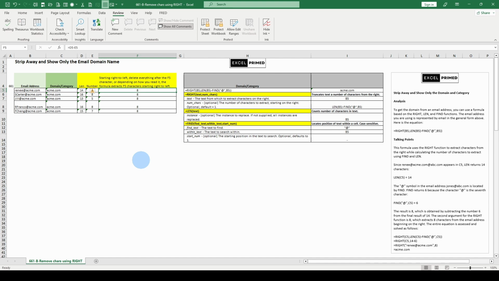Yeah, I know. Practice. This is all about practice, understanding what FIND does. FIND just finds the @ sign. It gives RIGHT the number of characters.